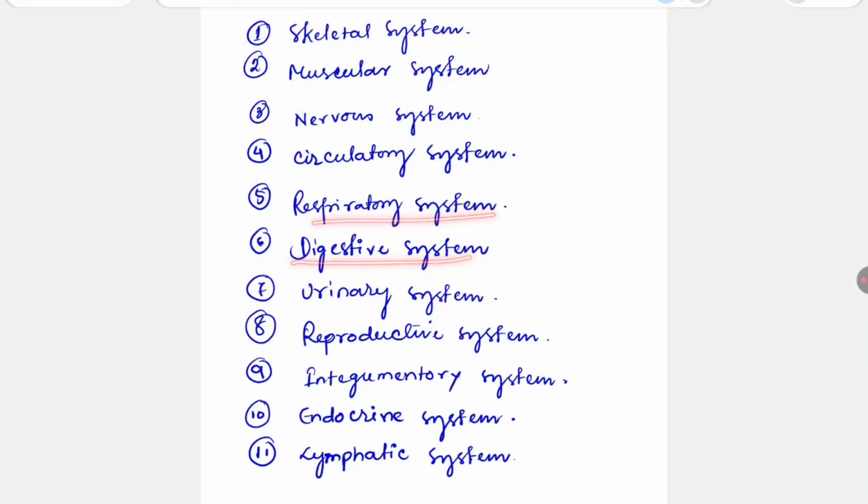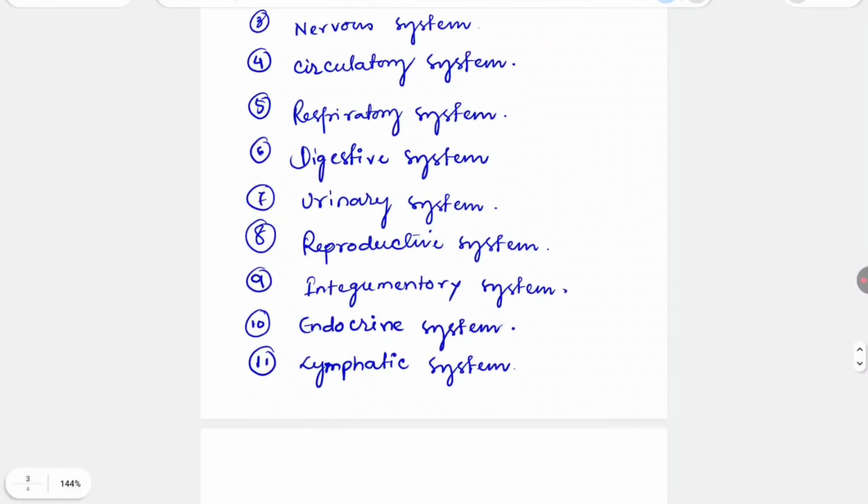Digestive system means how our digestion happens: stomach, intestine, large intestine, small intestine, duodenum, everything we are discussing in the digestive system. Urinary system means kidney, filtration, nephron and ureter, all of it we are discussing in the urinary system. Reproductive system means all the gonads we are having, and how the whole reproduction process works, we are discussing in the reproductive system.